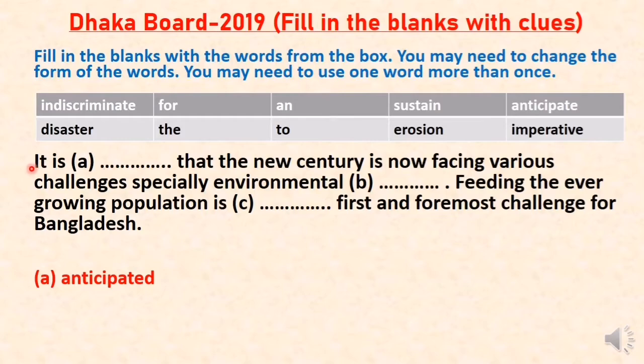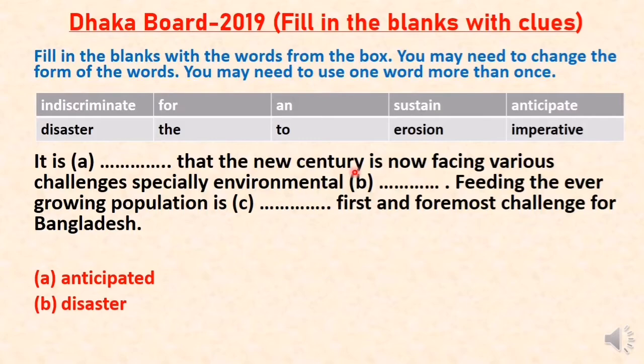So let's read this sentence once again. It is anticipated that the new century is now facing various challenges, especially environmental. What will be here? Yes, definitely here will be disaster. That means natural calamity. Feeding the ever-growing population is dash first and foremost challenge for Bangladesh.